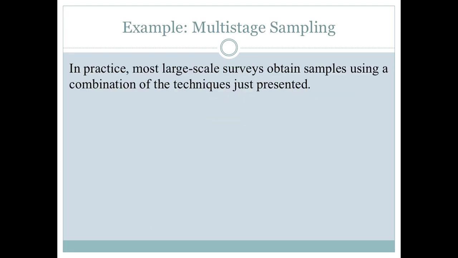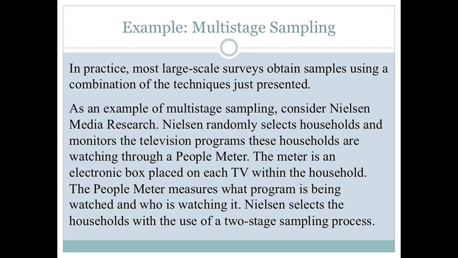And one other type of sampling is multistage sampling, where basically a combination of the techniques are used. And most large-scale surveys are going to be some kind of combination of those techniques. So just to give you an example, you might have heard of Nielsen Media Research. They do all of the television program monitoring. So Nielsen randomly selects households and then monitors the television programs that they watch using a people meter. Meter, I think, is just an electronic box that's placed on the TV within the household. And the people meter measures what program is being watched and who is watching it.